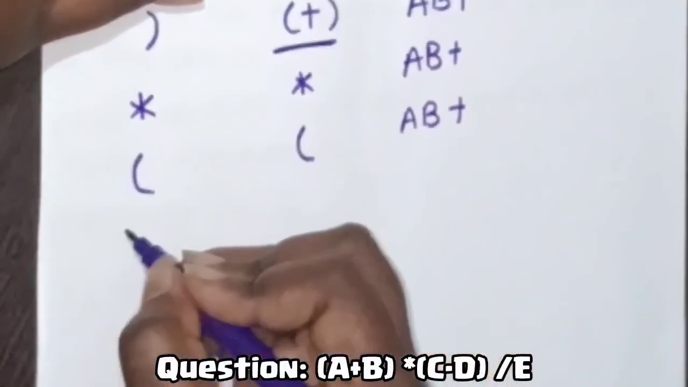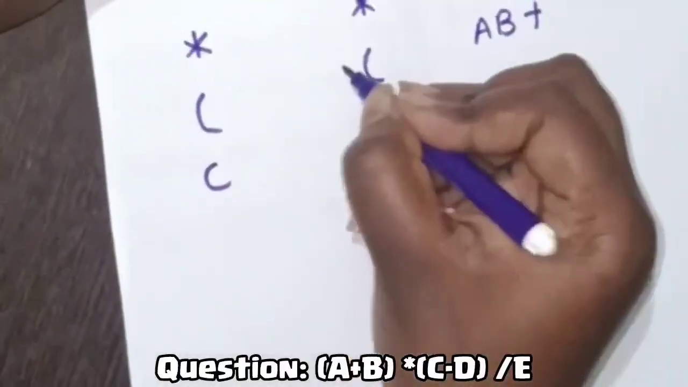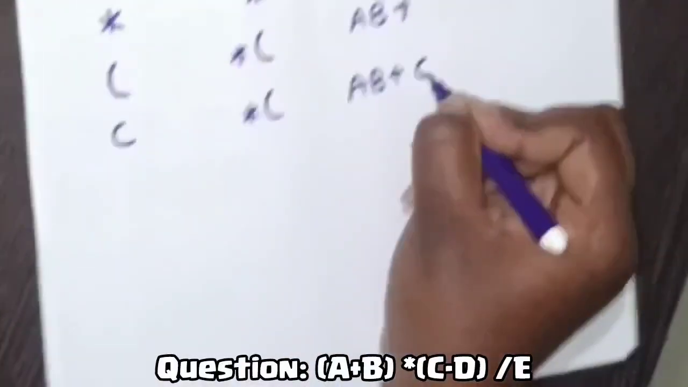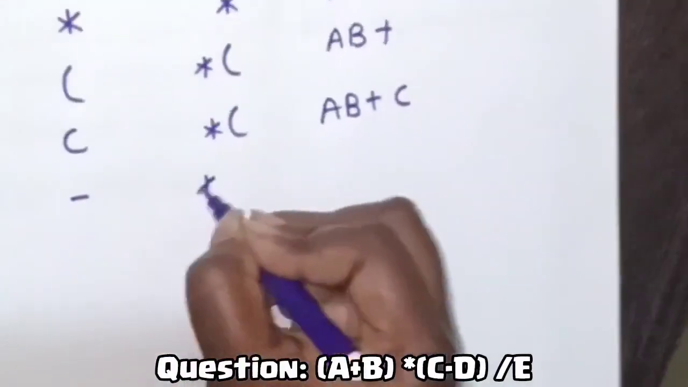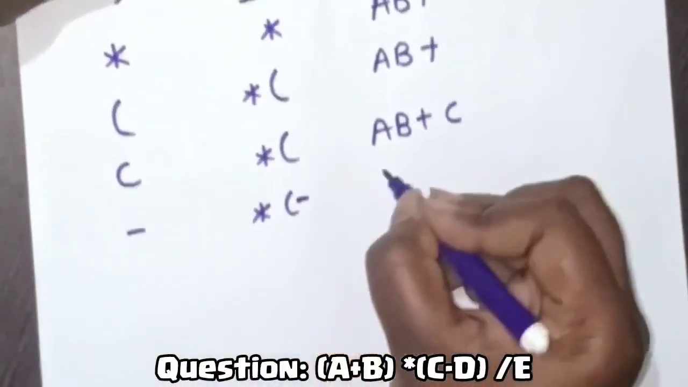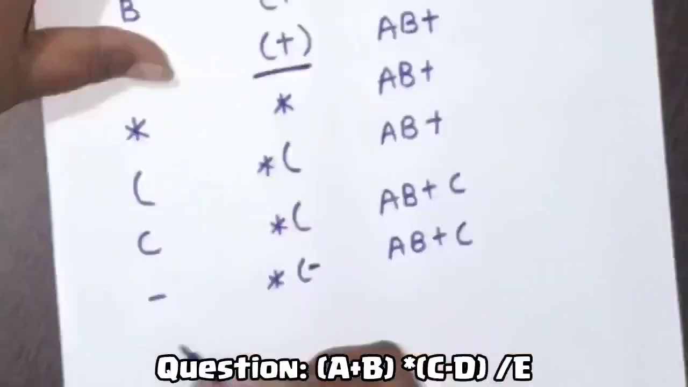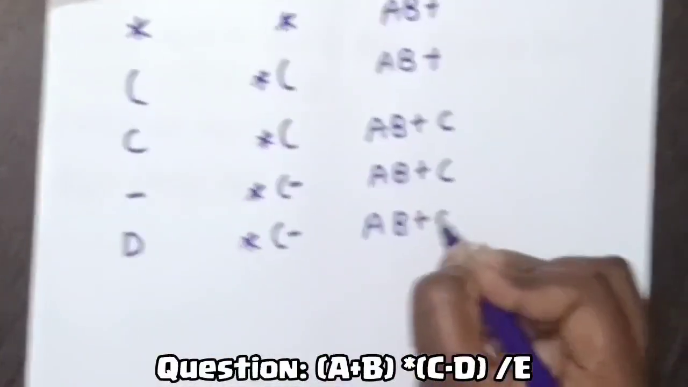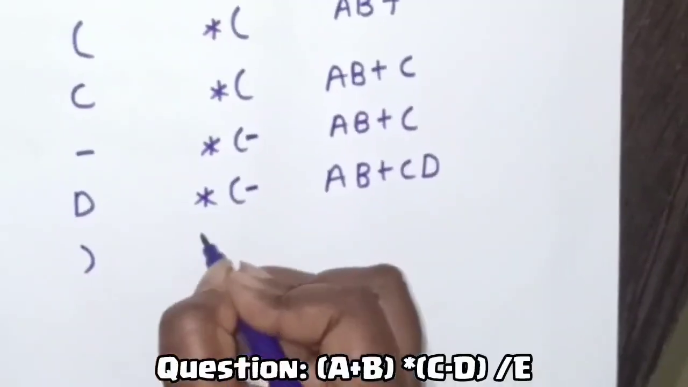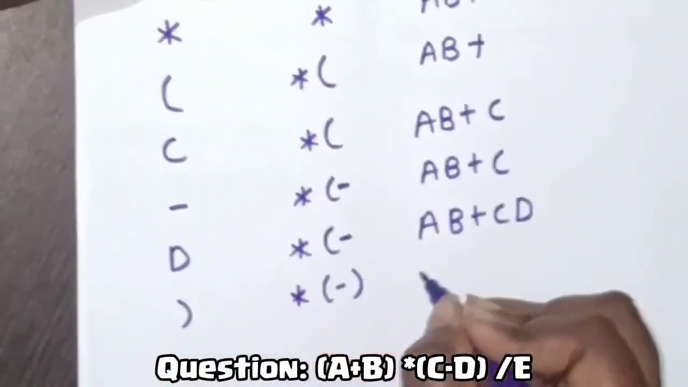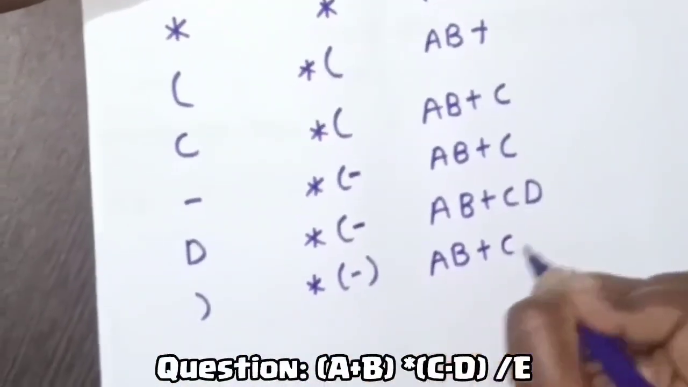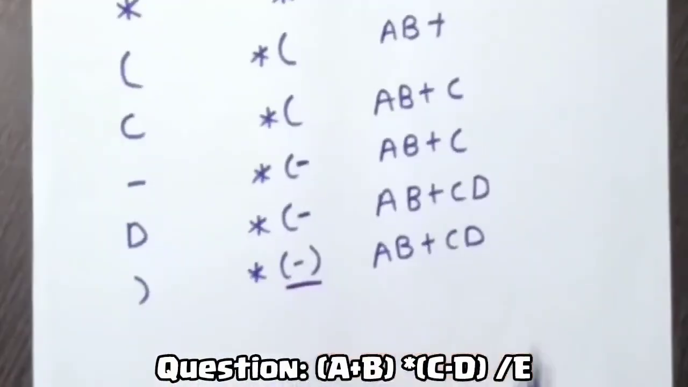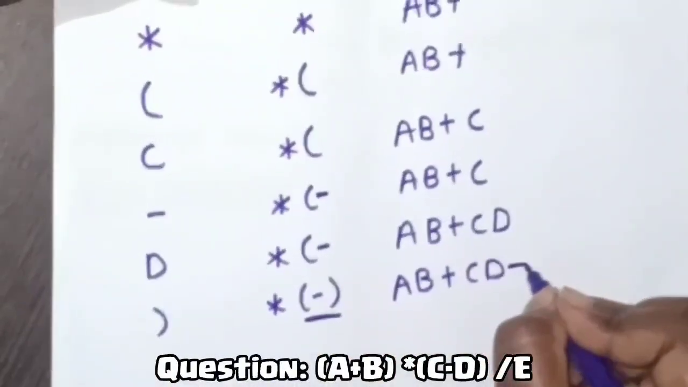AB plus. Then C is there. We need to place it after this. Then minus. Minus will come here. Then as usual, the expression. Then D is coming. AB plus CD minus. Then closing parenthesis is coming. Now we need to pop this out because it is the operator and is within the parenthesis. So let us pop it out.